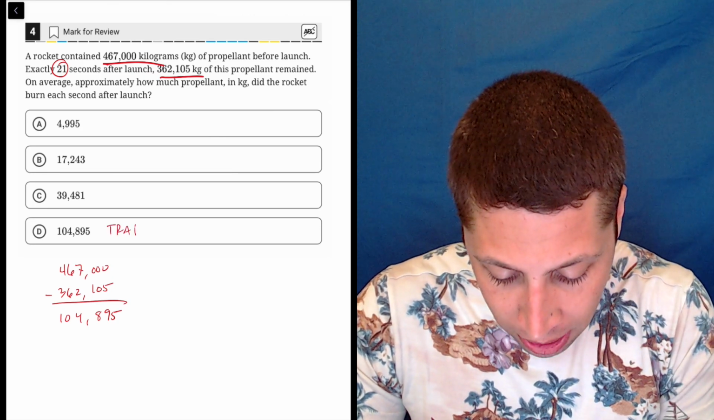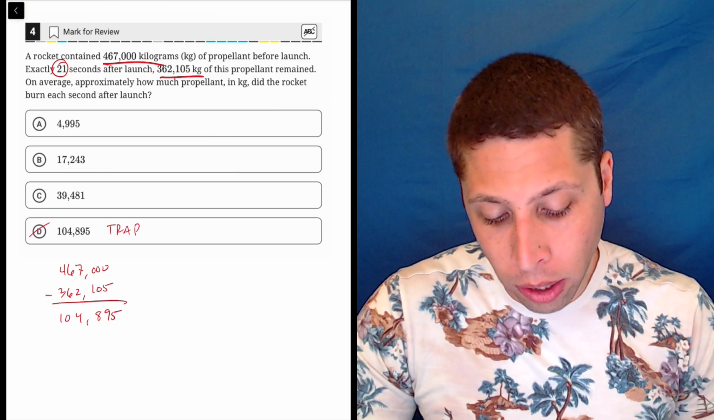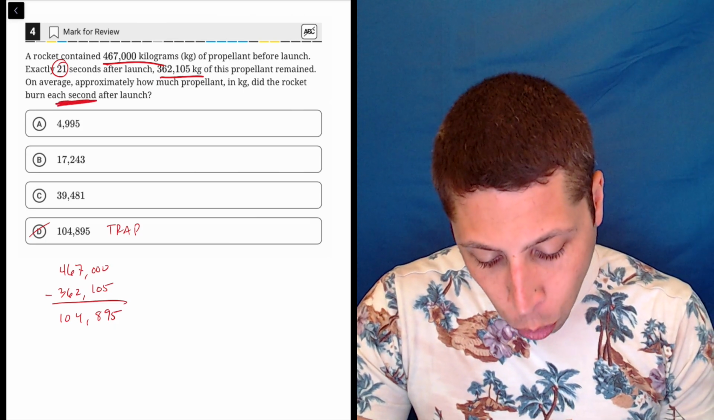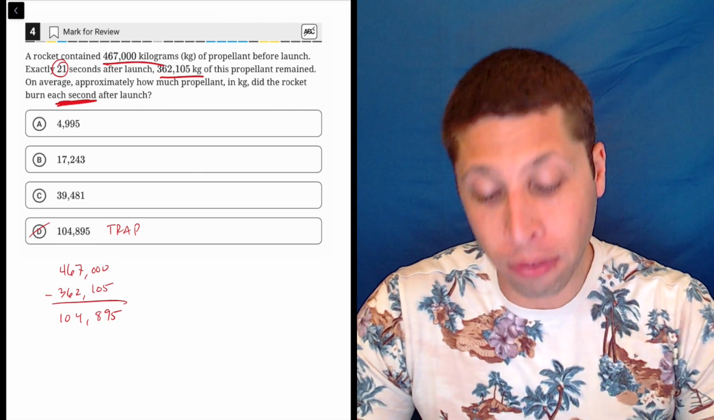Notice too that is choice D. That is a trap. We don't want that. We want to know how much did it burn each second after launch, right? So this is 21 seconds worth of propellant.